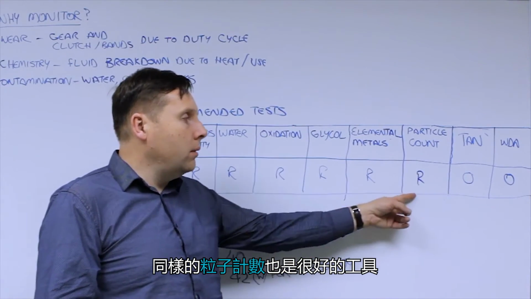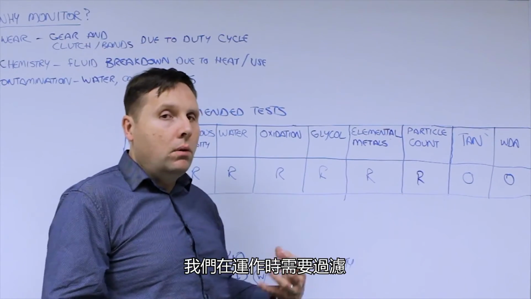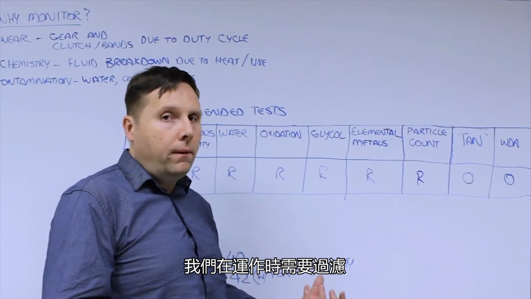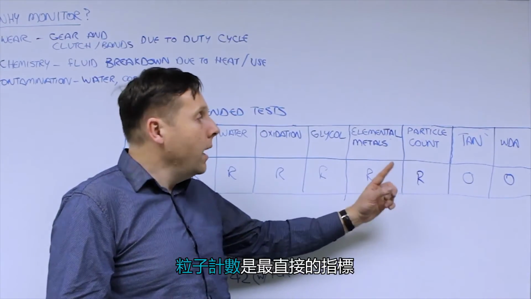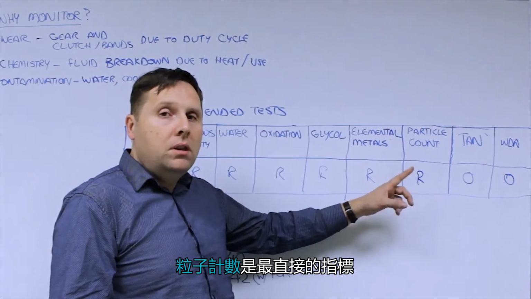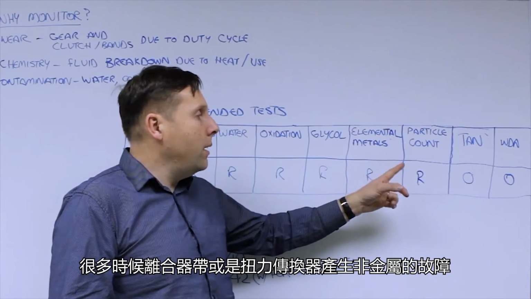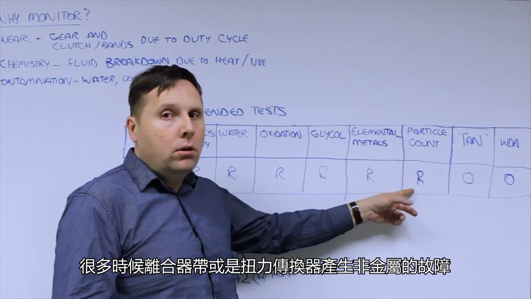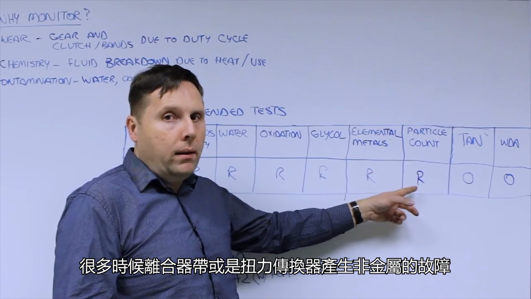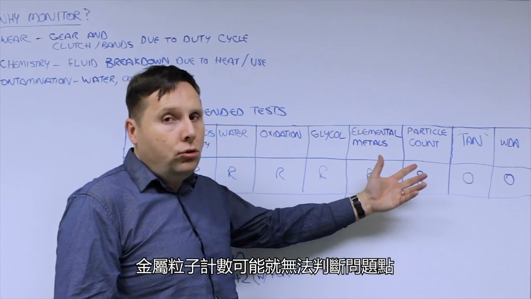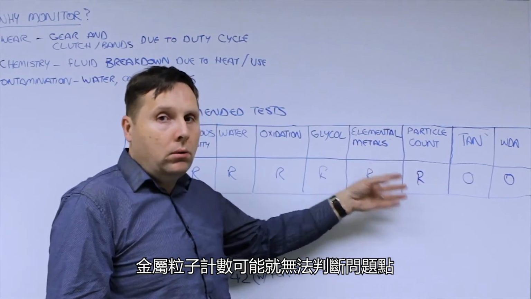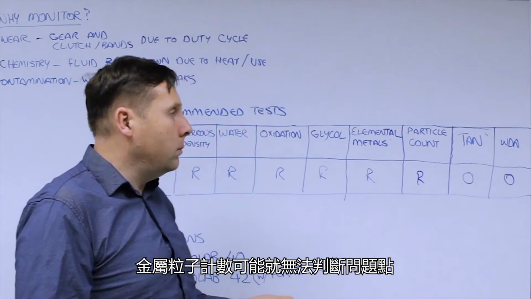Equally, particle count is an exceptional tool for this. Remember, we're looking at transfer and we have a filter. So we need a lot of good fluid flow. We can have a clogged filter. And then oftentimes the particle count is the only indicator when you have a non-metallic failure occurring in some of those clutch bands or torque converters failing. The only indication you're going to have a problem is when the particle count goes up. Metals may not indicate a problem.